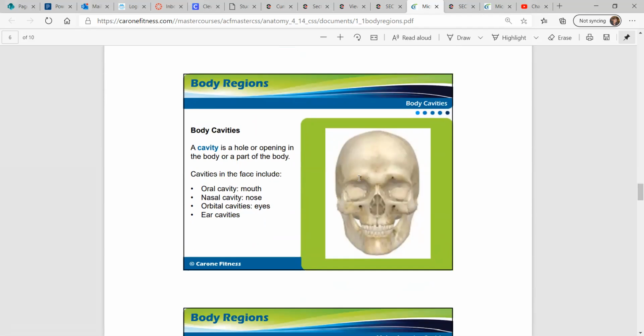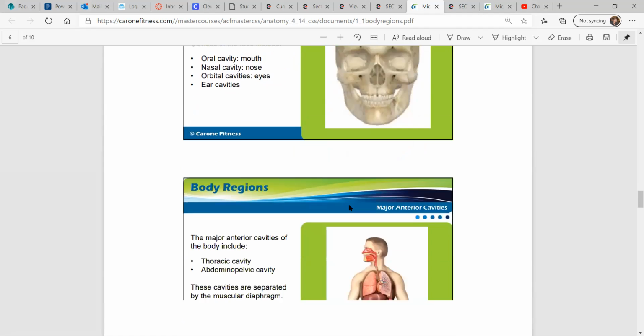Now we have cavities, which are holes or openings in the body or a part of the body. And in the face, we have tons of holes or openings. We have the oral cavity, your mouth. We use that to eat. Nasal cavity, your nose. We use that to smell. Orbital cavities, that's your eyes. That's where your eyes go. We use those to see. And then ear cavities. So we got holes here, holes here, holes here, hole here. Lots of holes in the face.